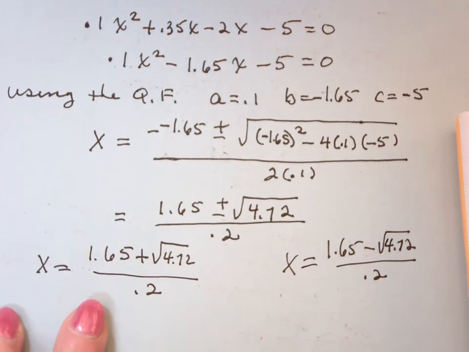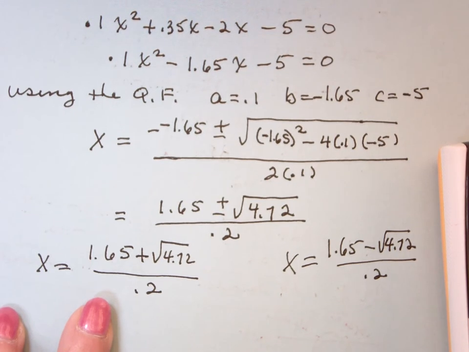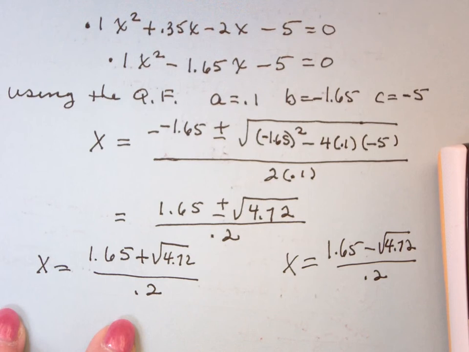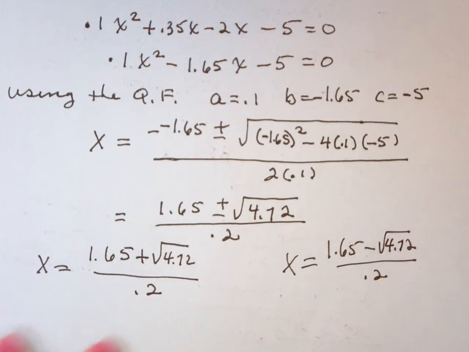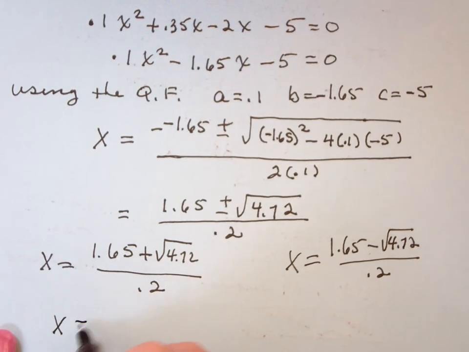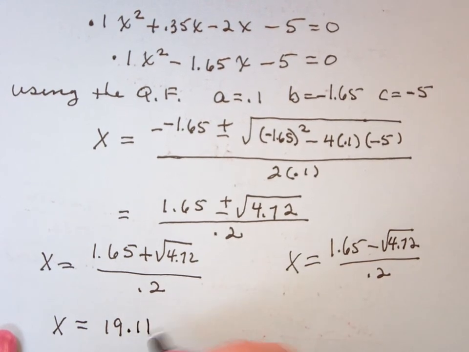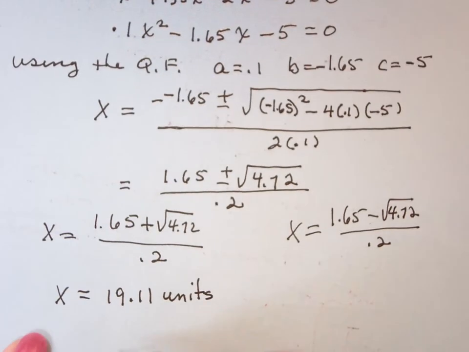But here we go. 1.65 plus the square root of 4.72, enter, divide 0.2, enter, and it's going to be x is 19, it's actually 19.11 units. And then you can see why they're saying round to the nearest integer. That's whole number.